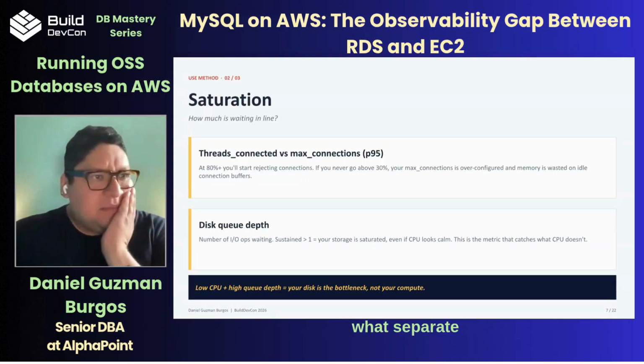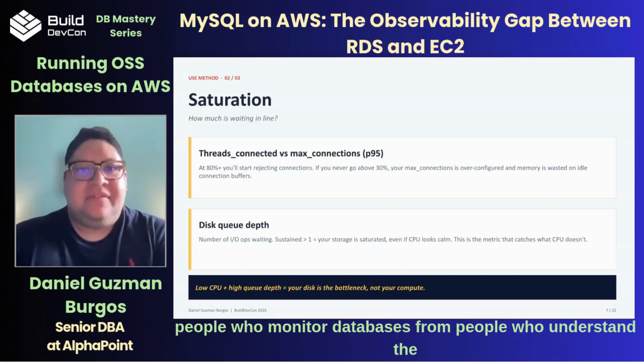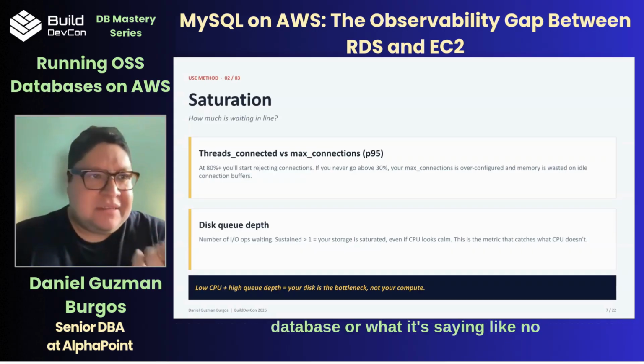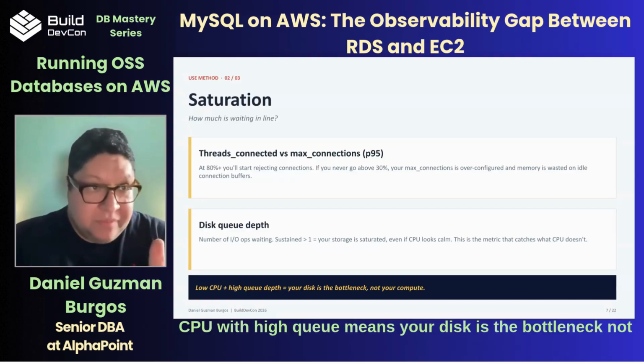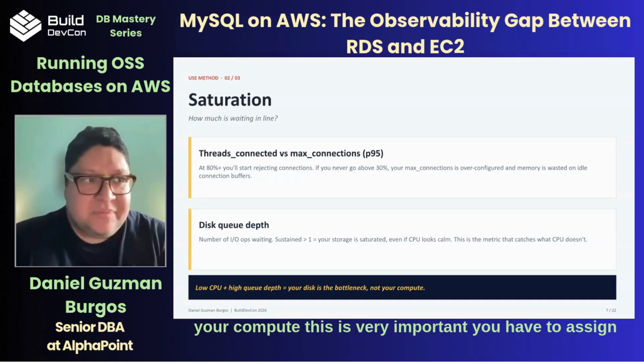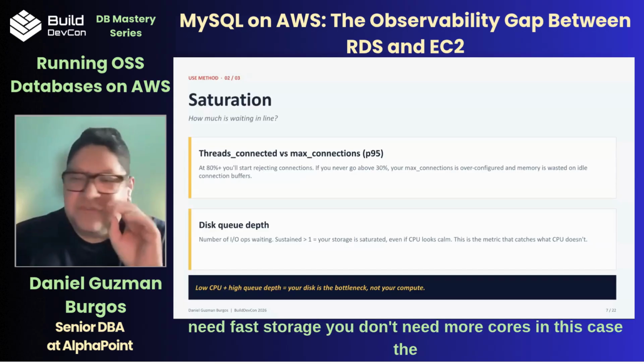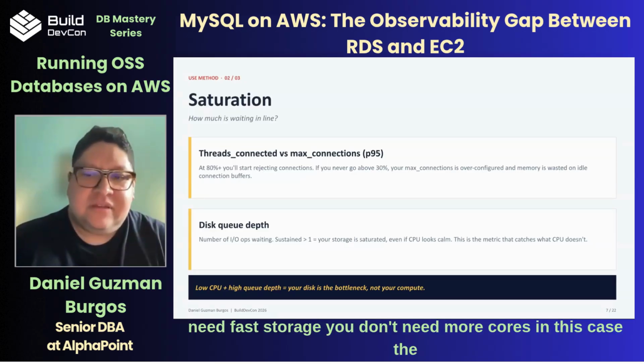This is what separates people who monitor databases from people who understand the database, what it's saying. Like low CPU with high queue means your disk is the bottleneck, not your compute. This is very important. You have to assign a bigger instance, and it's not gonna help. You need fast storage. You don't need more cores in this case.